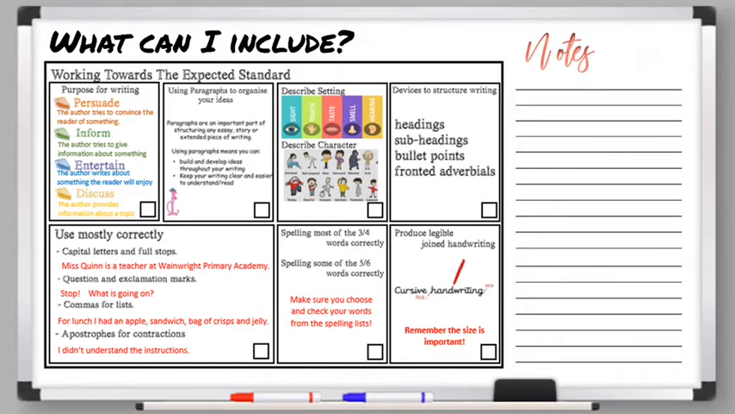Specifically the commas for lists would be quite a good one to use, because then you can list multiple things that you like, or list members of your family, or list places that you've been to. So that would be a good sentence to try and get in. Obviously the 3, 4, 5, 6 spelling words are very important and you can find them online. And produce legible joined handwriting. Handwriting is always really important.